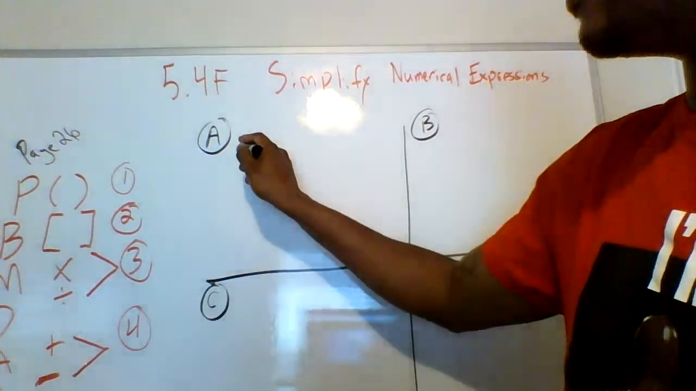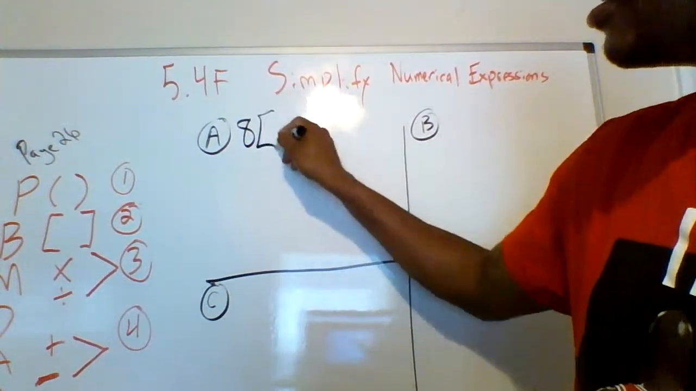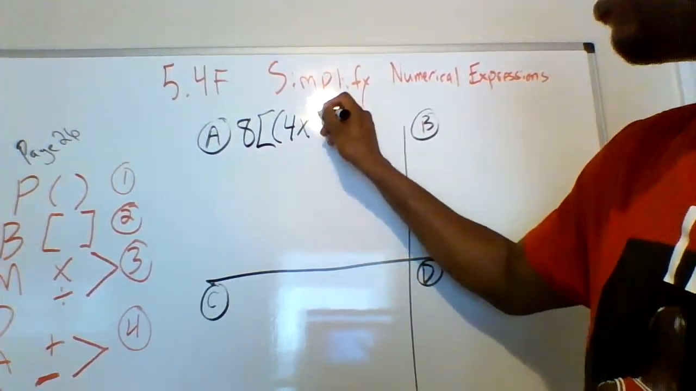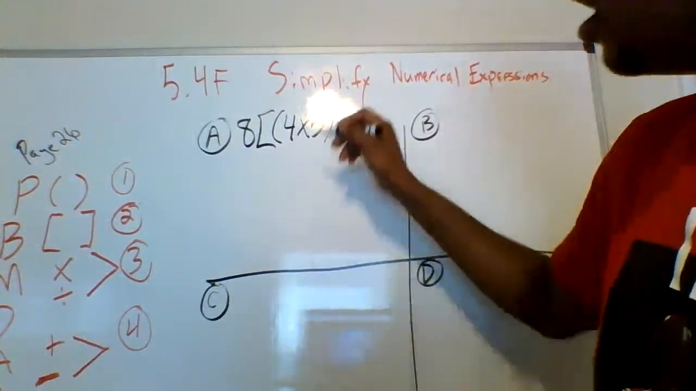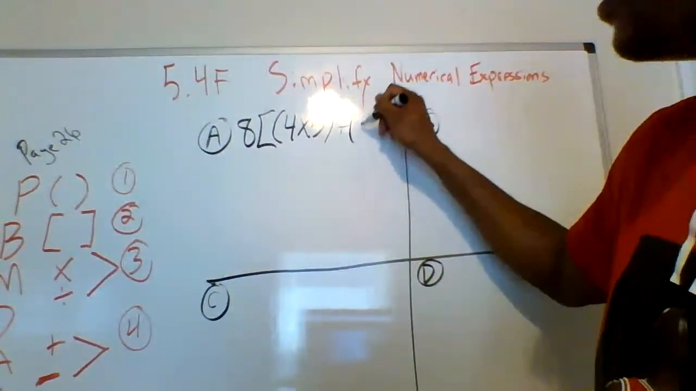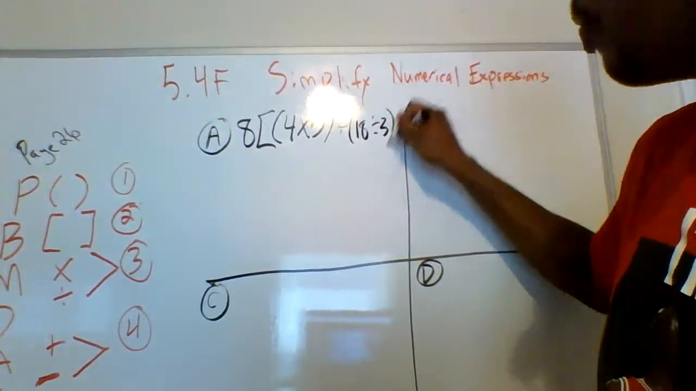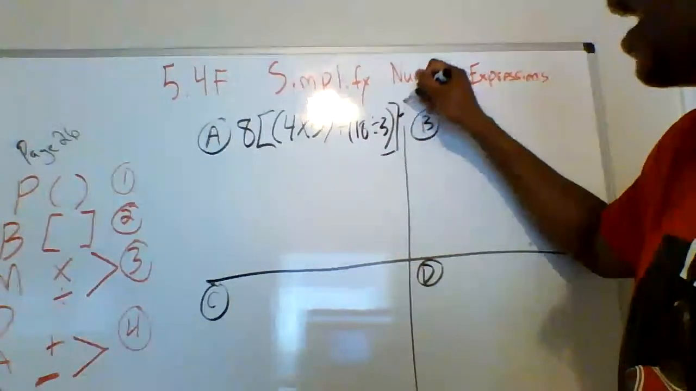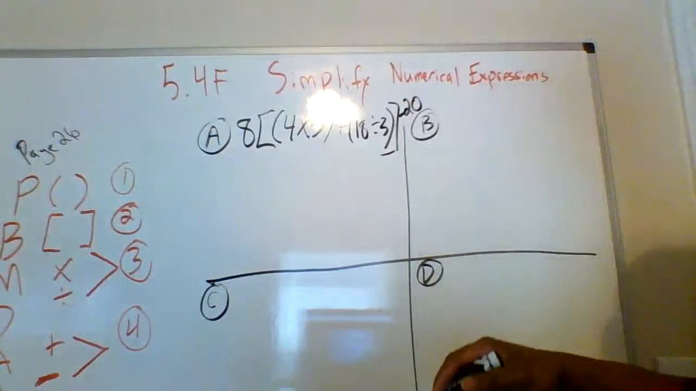So A has 8 brackets, parentheses 4 times 5, parentheses, plus parentheses 18 divided by 3, parentheses, brackets, minus 20. All right, that's 8.